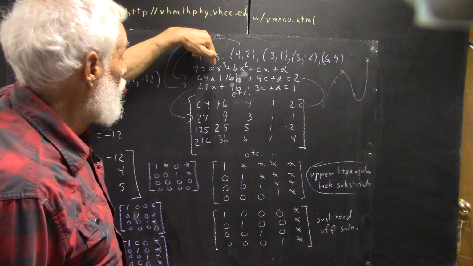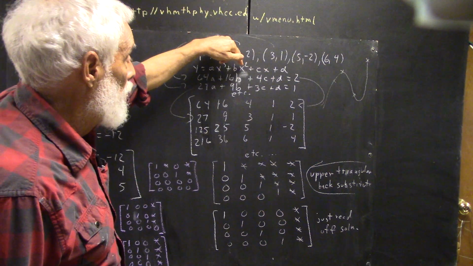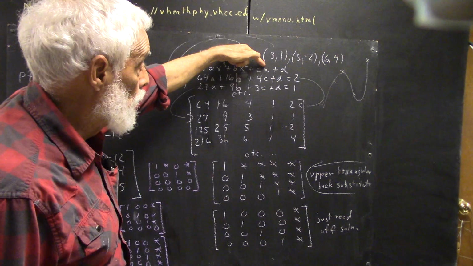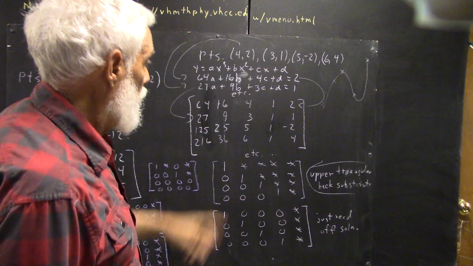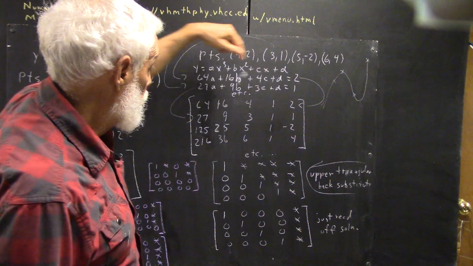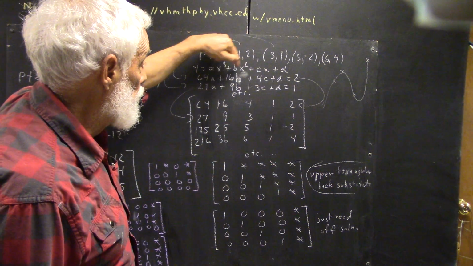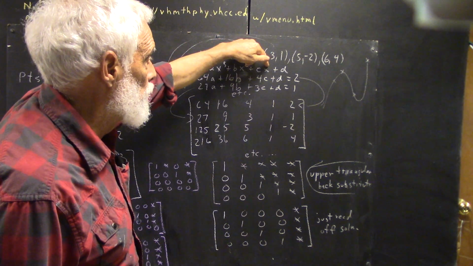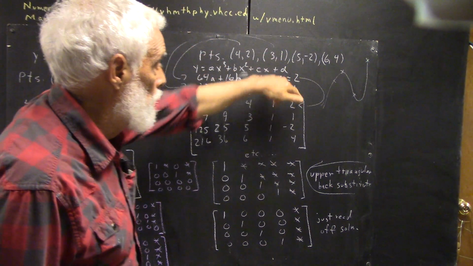X is 4, so x cubed is 64, so we have 64a. X squared is 16, so we have 16b. X is 4, so we have 4c. And of course we have d. And that's equal to the y-coordinate, which is 2. For the next point, x is 3. 3 cubed is 27, giving us 27a. 3 squared is 9, giving us 9b. Cx, well, x is 3, so cx is 3c. We have d, and that's equal to the y-coordinate, which is 1.